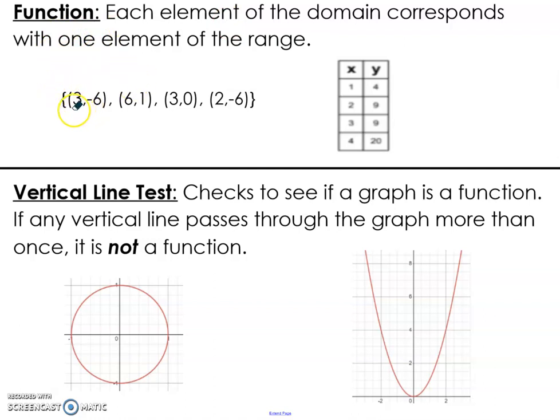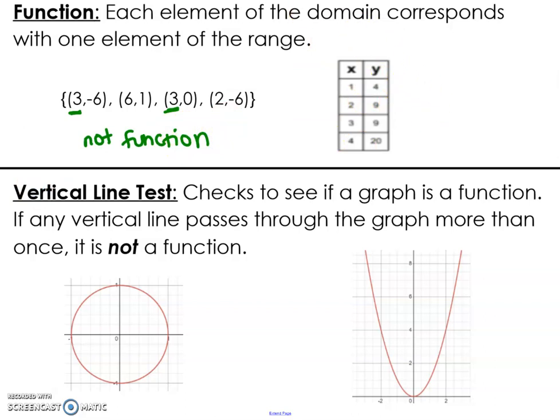So when we look at this, we can see that the domain is 3, 6, 3, 2. Since these threes are repeating, this is not a function because in order to be a function, the x value of 3 has to have exactly one y value. But here, x is 3, y is -6. Here, x is 3, y is 0. So since there's two different y values that go along with the same x value, this is not a function. It's just a relation, it's not a function.